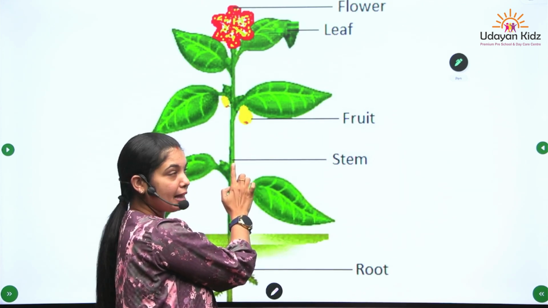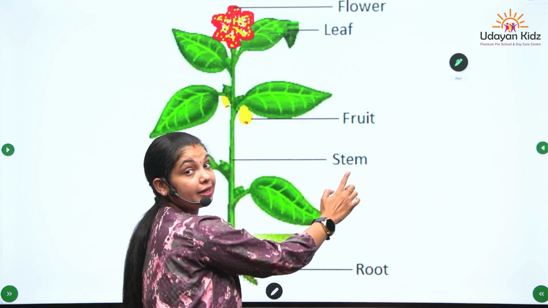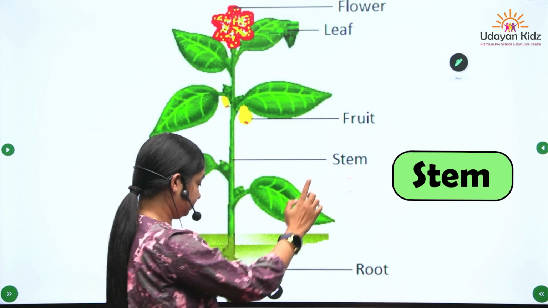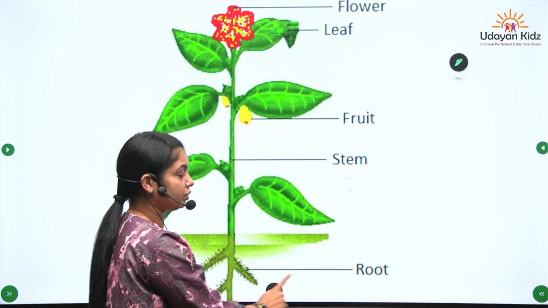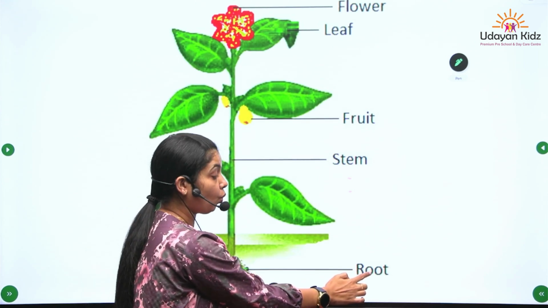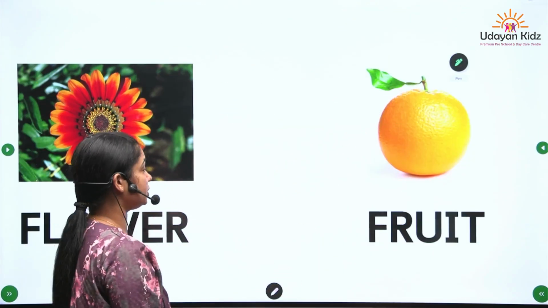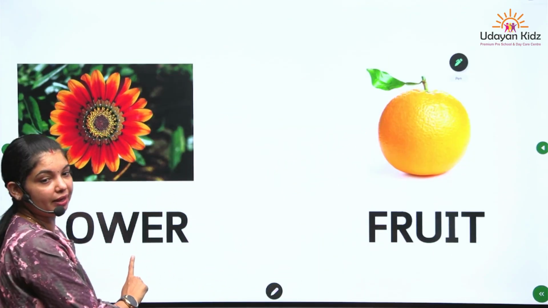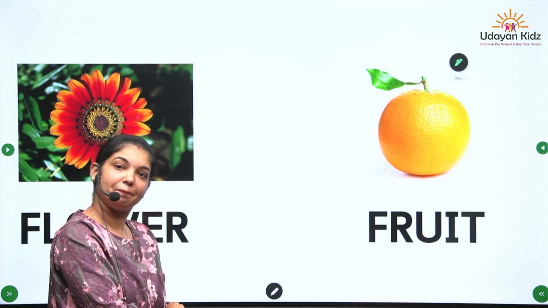This is a stem. S T E M. Stem. What is this? Root. R O O T. Root. First one is flower. It is the most beautiful part of a plant.